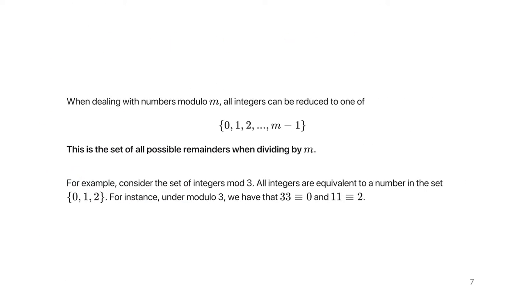Cool. And so I sort of hinted at this in the beginning, but when we're dealing with numbers modulo m, all integers can be reduced or simplified to a number in the set 0, 1, 2, through m minus 1, right? So for example, if we're looking at integers modulo 3, all numbers are equivalent to 0, 1, or 2, right? Just like a clock, which is modulo 12, all numbers are equivalent to 0 through 11, or odd or even, modulo 2, where all integers are equivalent to 0 or 1. When we're using a general m, so modulo m, all integers are equivalent to 0, 1, 2, dot, dot, dot, through m minus 1.